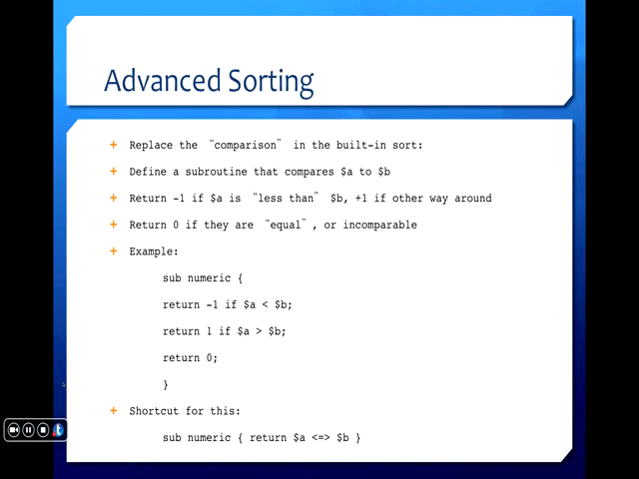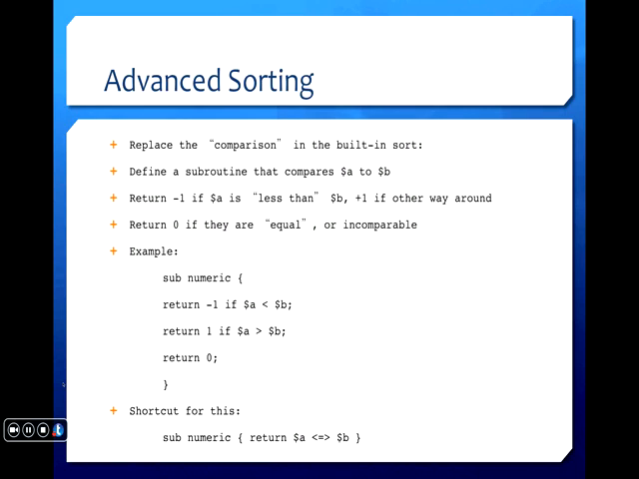You have to always use the two parameters or the scalars $a and $b specifically. You cannot change those to another word. This is how the sort will understand your subroutine. Okay, what I am saying here, if $a is less than $b, return -1. If $a is bigger than $b, return 1. Otherwise, if they are equal or incomparable, return 0 for me.